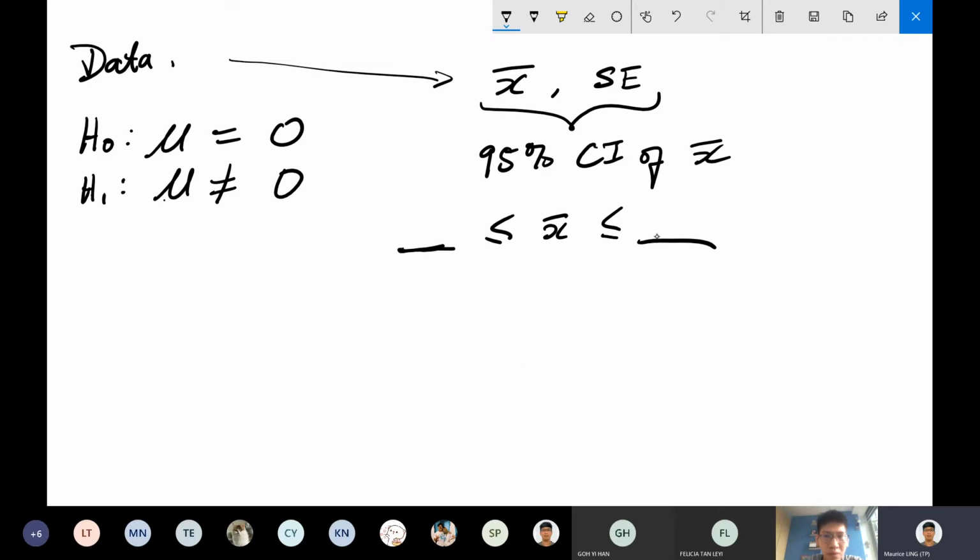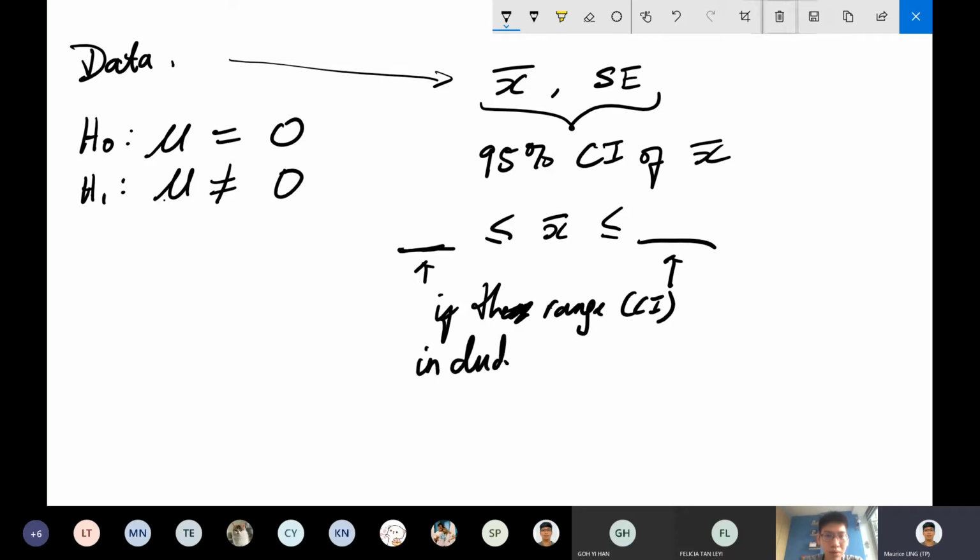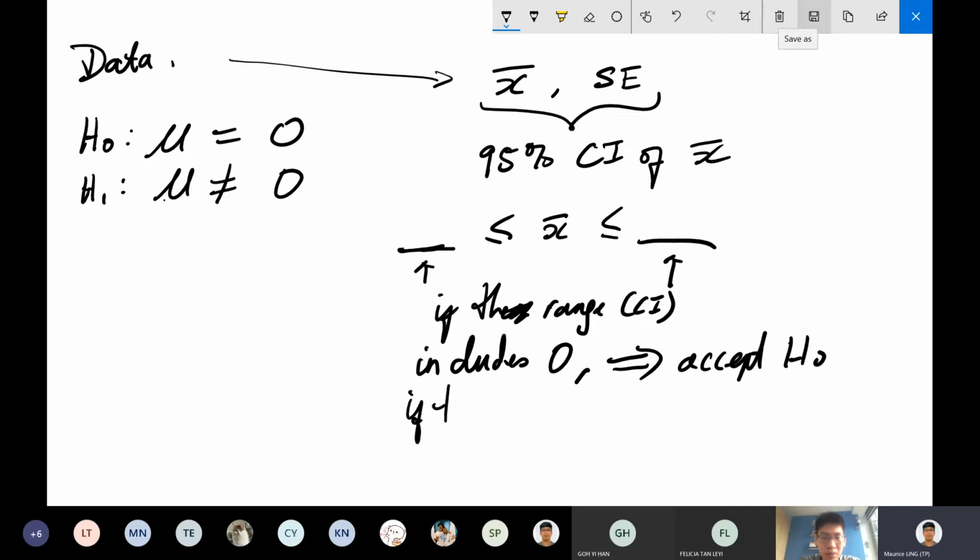However, if the confidence interval includes 0, automatically you will accept the null hypothesis at 95% confidence, or 5% significance.